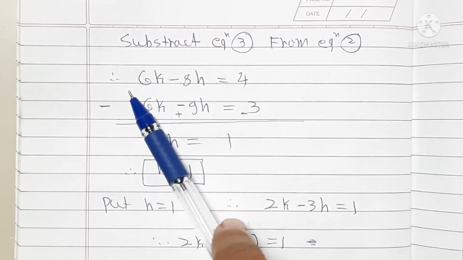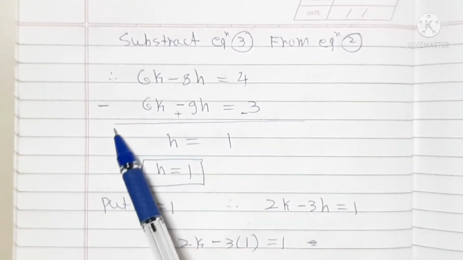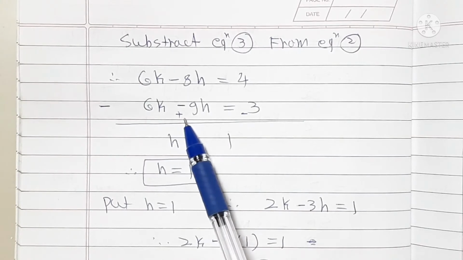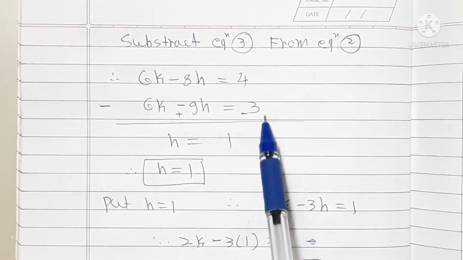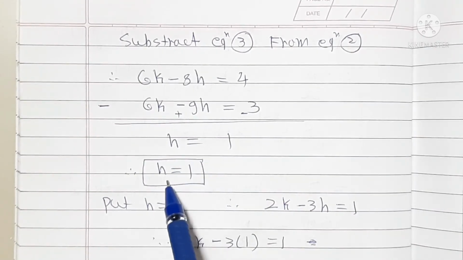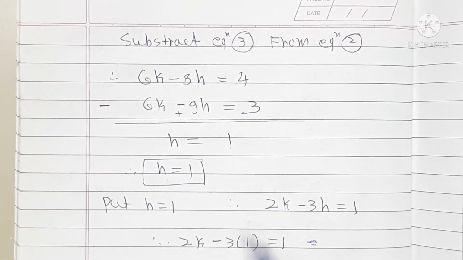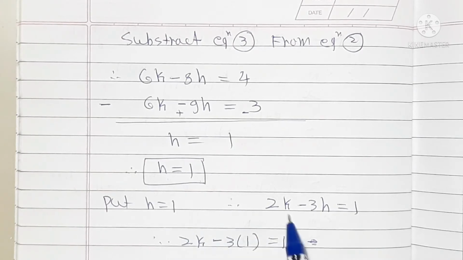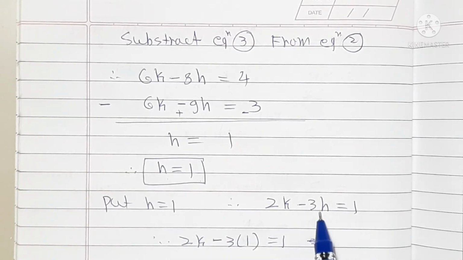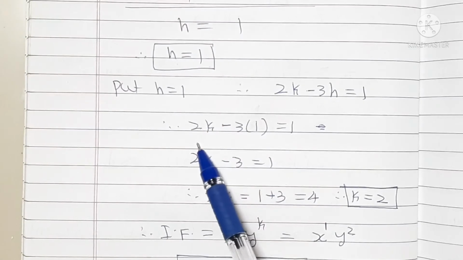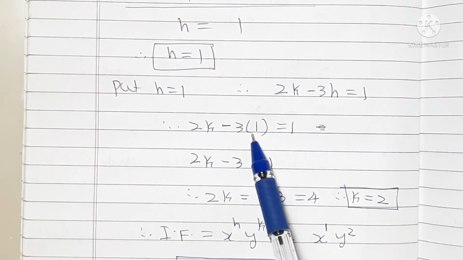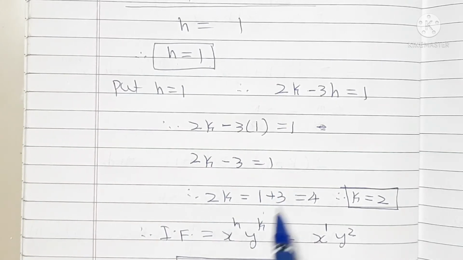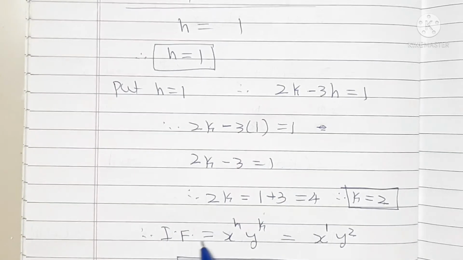We will get 6k minus 8h is equal to 4 minus of 6k. Because of this minus sign, the signs inside get changed, plus 9h is equal to 3. Therefore, h is equal to 1. Put h equal to 1 in this equation, that is 2k minus 3h is equal to 1. Therefore, 2k minus 3 into 1 is equal to 1. Therefore, 2k minus 3 equal to 1, 2k equal to 4. Therefore, k equal to 2.